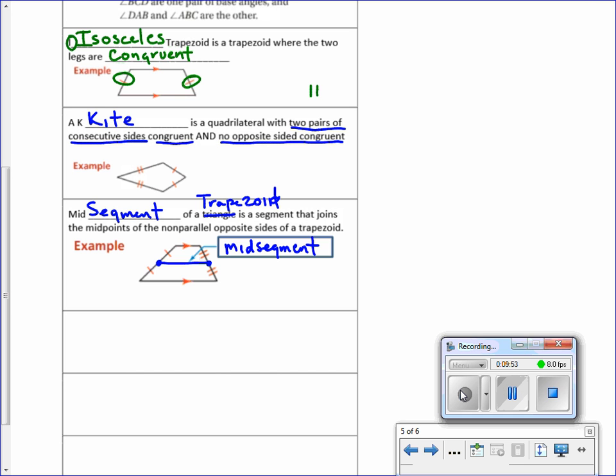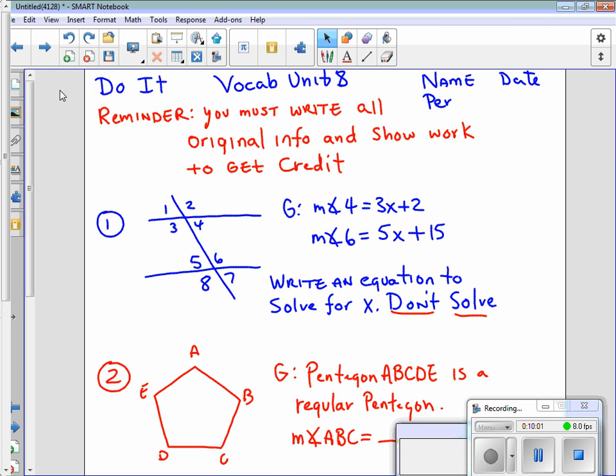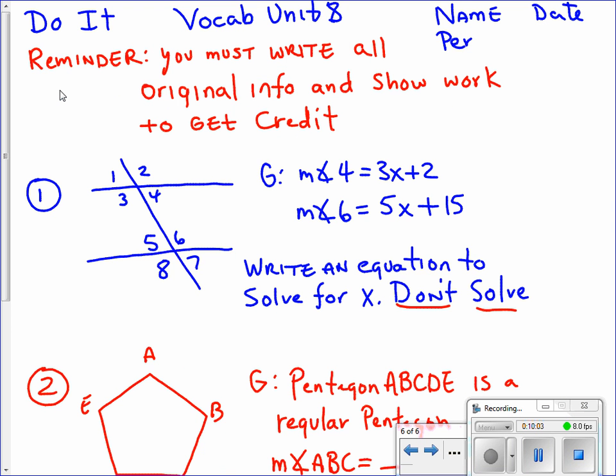Let's move to your do-it problems. Okay, so here's your do-it problems for this. I want you to go back and make sure that you're reviewing our polygon information. So again, this is your opportunity to go back and solidify once again some formulas. So on the first one though, it's a parallel lines question. Don't worry about solving the equation, as I said.